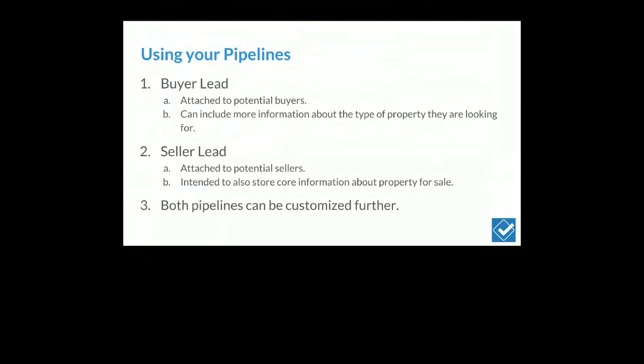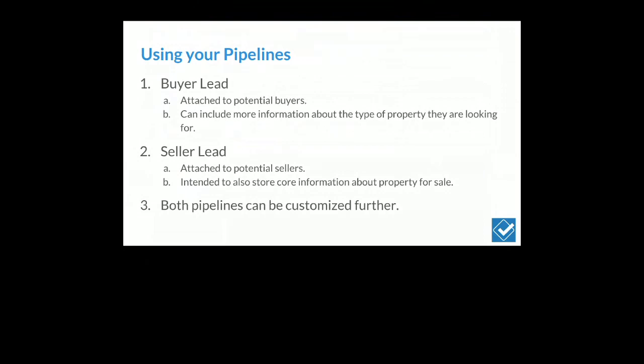What's more is that the custom fields on these pipelines, as you will see later on, will allow you to track specific pieces of information about the properties that these buyers and sellers have. And in essence, these pipeline items that you attach to your contacts can also represent the property itself. So let's go back to the CRM to see how this all plays out.